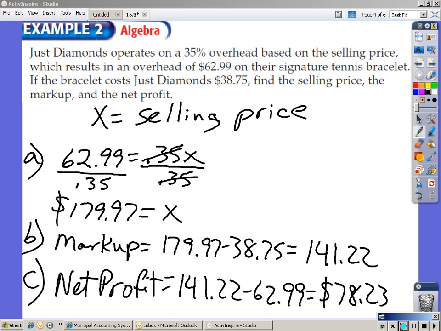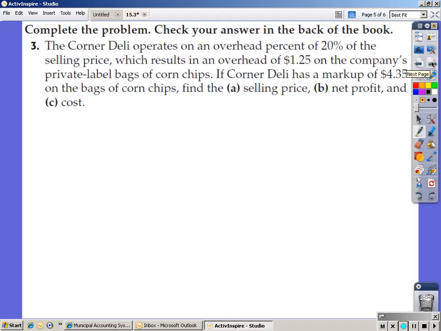Okay, let's go ahead and look at problem number 3 of your homework. Press pause while you work it and play when you're ready. Okay, so let's work number 3. It says the corner deli operates on an overhead percent of 20% of the selling price, which results in an overhead of $1.25 on the company's private label bags of corn chips. The corner deli has a markup of $4.35 on the bags of corn chips. Find the selling price, the net profit, and the cost.